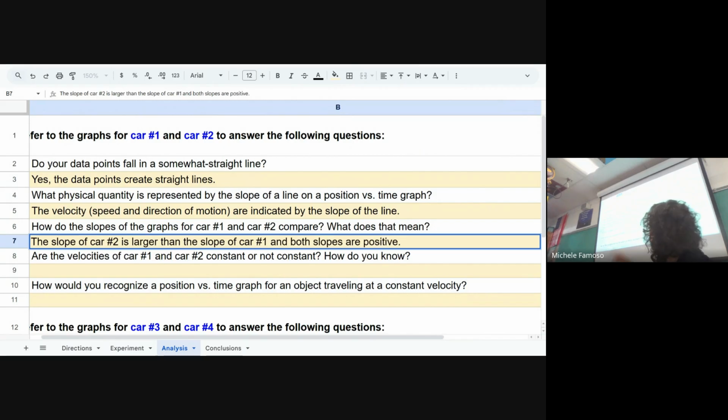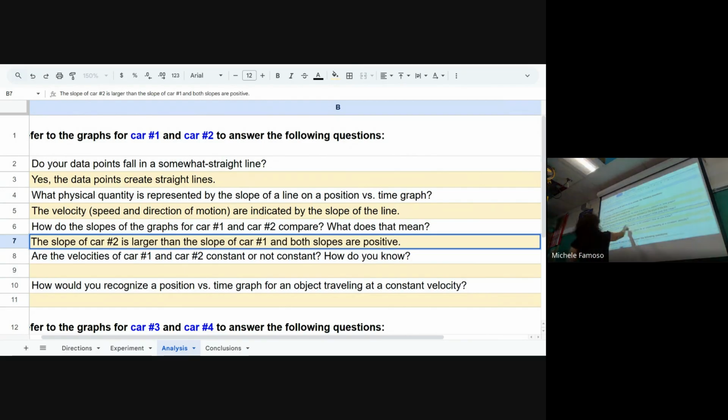Okay, so what does this mean? So because car 2's slope is larger, what does that mean? It means it's traveling faster. And since they're both positive, what does that mean? Nope, not speed. What did we say the velocity is? There we go. I don't know why it's taking so long to replicate here. The velocity, which is the speed and the direction.